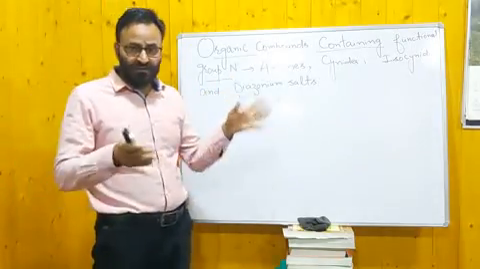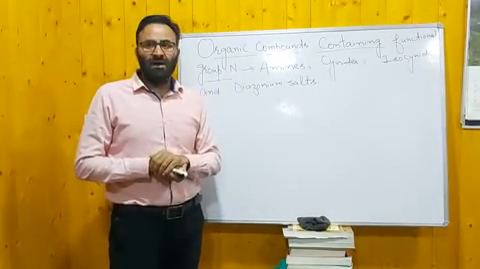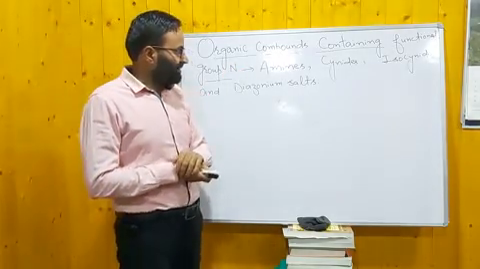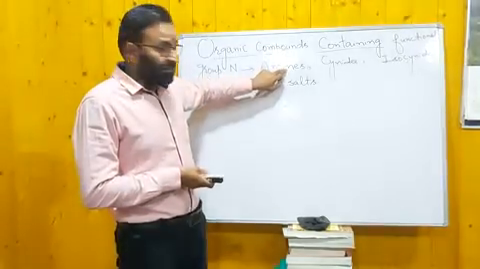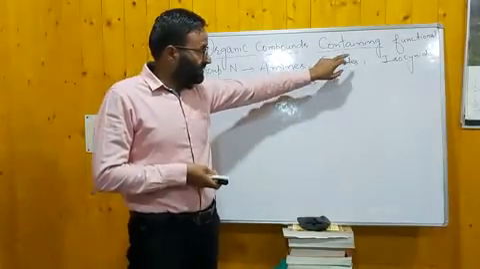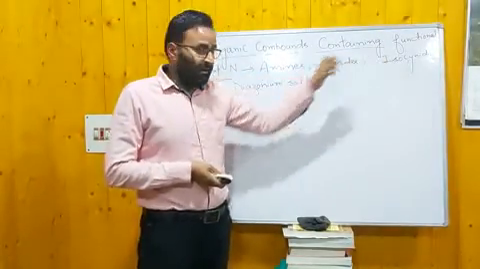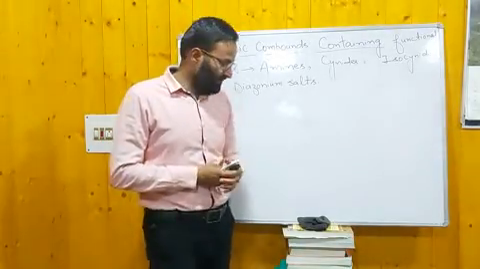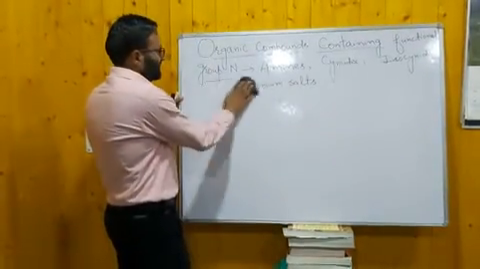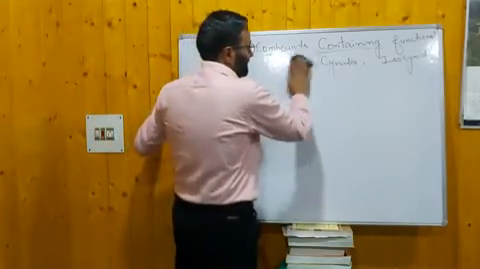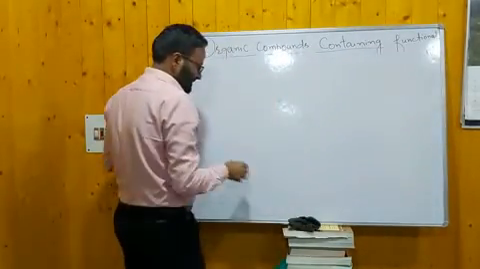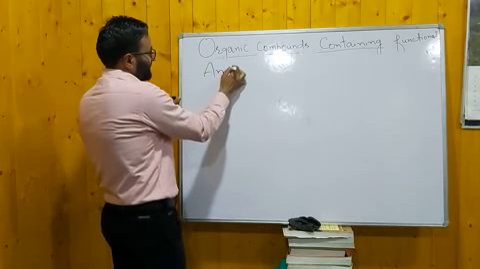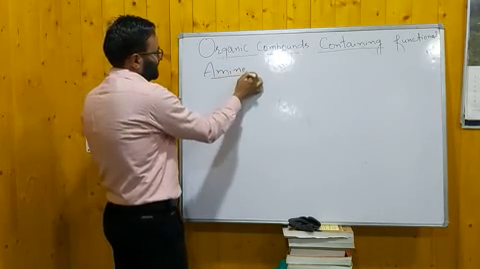Here, in this unit, we have to discuss four important subtopics. The first is amines, the second is cyanides, the third is isocyanides, and the fourth is diazonium salts. As usual, we will start with the first subtopic, that is amines.